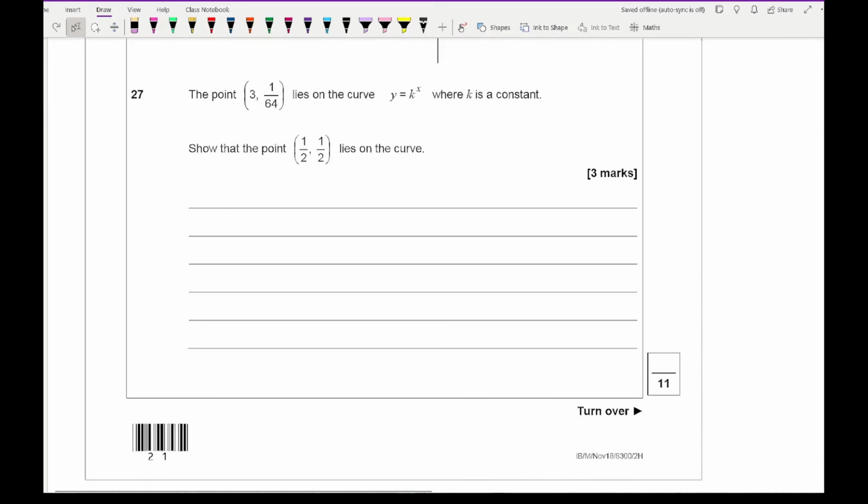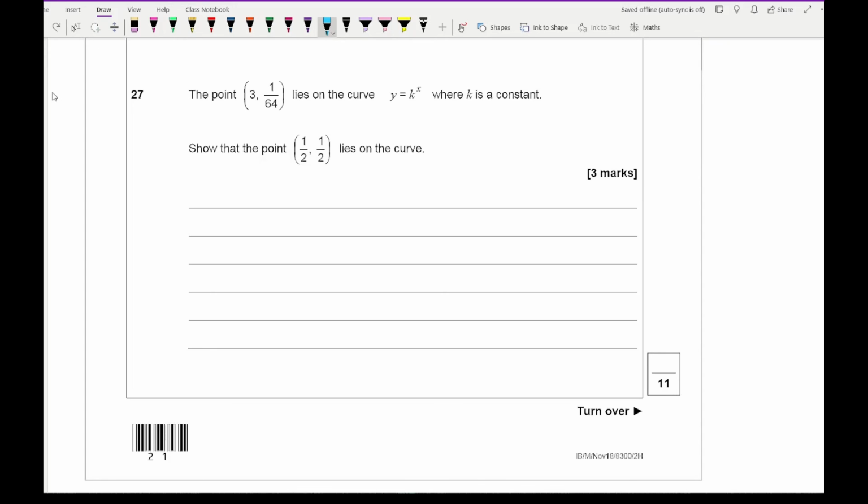Then for question 27, it says the point 3, 1 over 64 lies on the curve of y equals k to the power of x, where k is a constant. Show that the point a half, a half lies on the curve. So what I want to do here is, first of all, find out what k is.